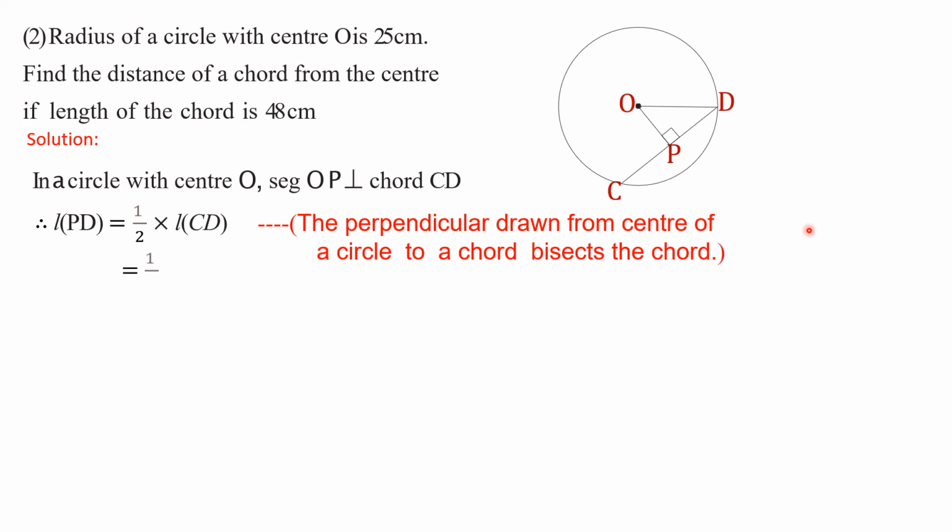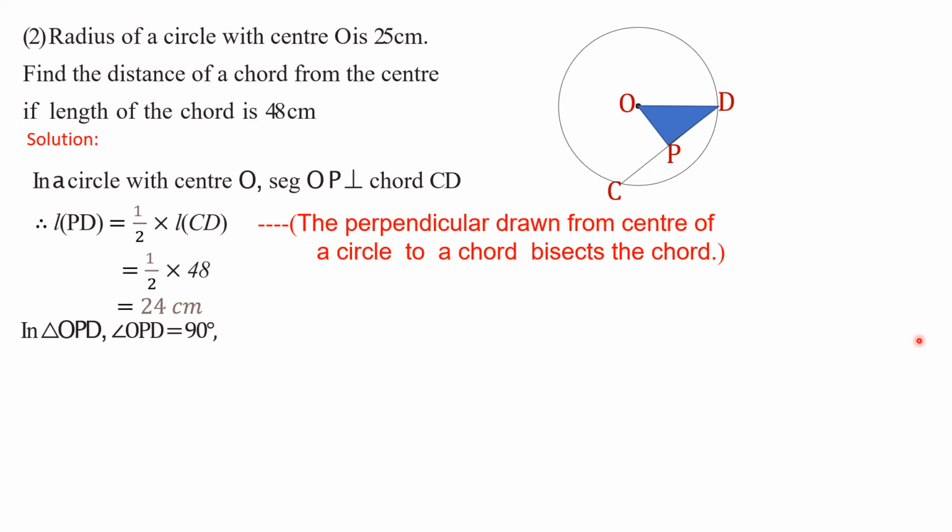Now substitute the value: 1 upon 2 into 48, the length of the chord, that is 48. Half of 48 is 24. Therefore, PD is equal to 24. Now, in triangle OPD, angle OPD is equal to 90 degrees.